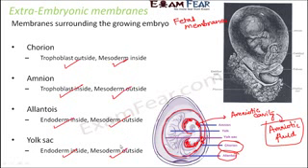Now the composition is also very easy to remember. Just remember that chorion is made up of trophoblast outside, mesoderm inside. Since mesoderm is inside chorion, it is outside for all the other three membranes, because all the other three membranes are located internal to the chorion. So all of them have mesoderm on the outside. Allantois and yolk sac have endoderm inside, and amnion has trophoblast inside. So these are the 4 extra-embryonic membranes or fetal membranes.